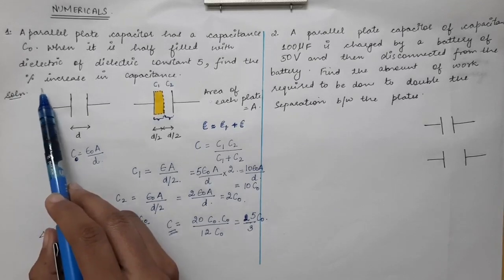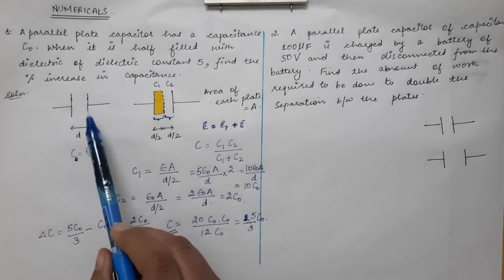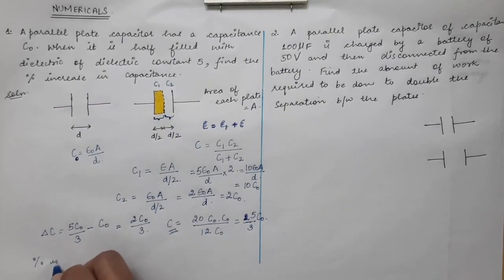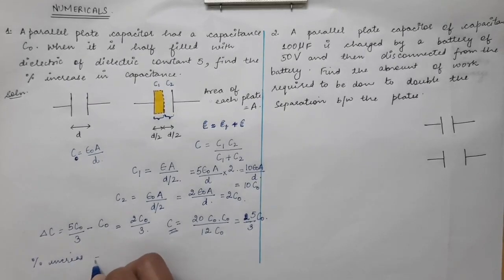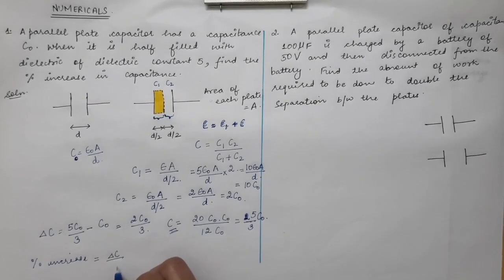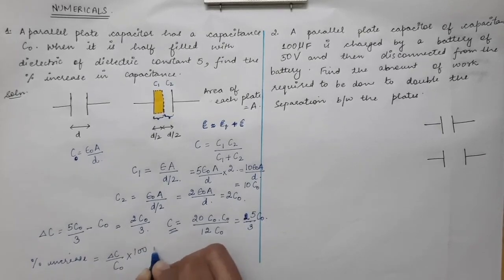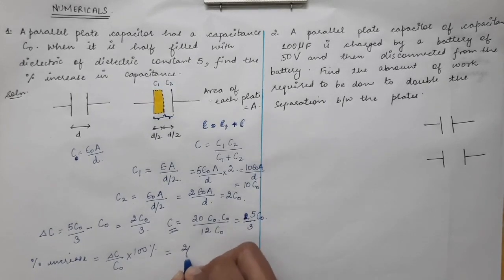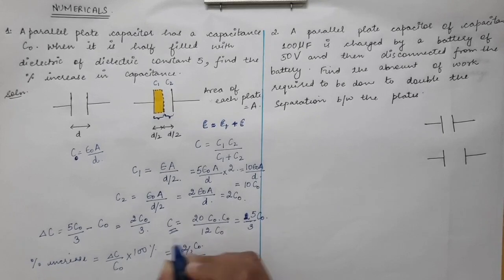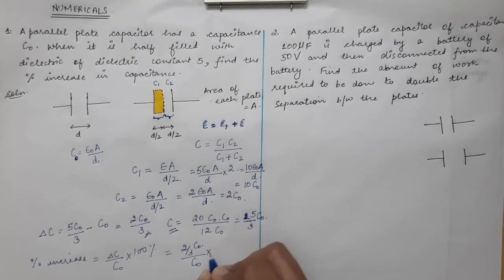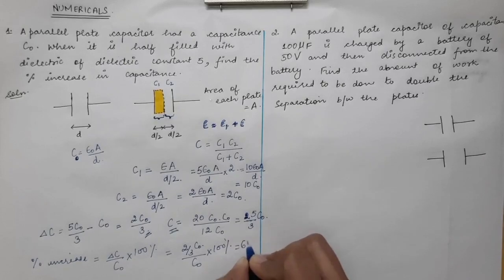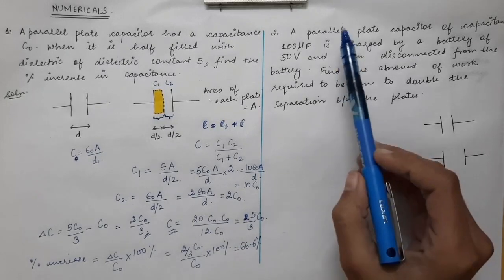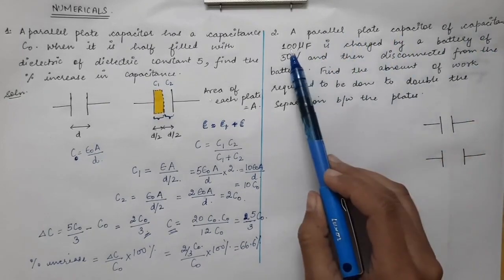Now we want to find the percentage by which the capacitance has increased from its initial value. So the percentage increase in capacitance will be equal to delta C divided by the initial capacitance into 100. That will be 2 by 3 C0, this is the change in capacitance, divided by C0 into 100. So that will come out to be 66.66%.